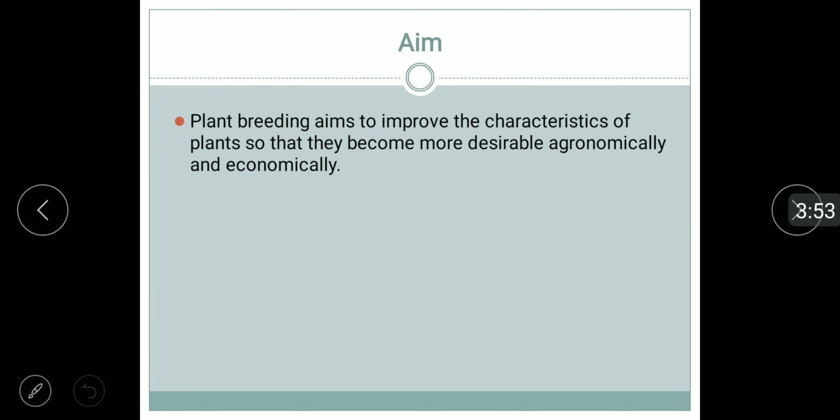What is the aim of plant breeding? Plant breeding aims to improve the genetic characters of plants so that they become more desirable agronomically and economically. As we mentioned, agronomically means we can easily cultivate. Cultural practices should be desirable and easily done, agronomical practices, and economically feasible.